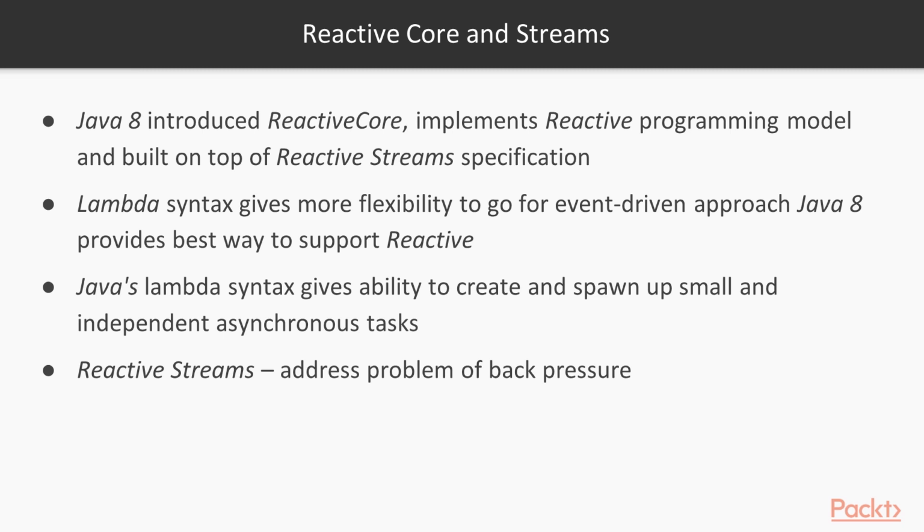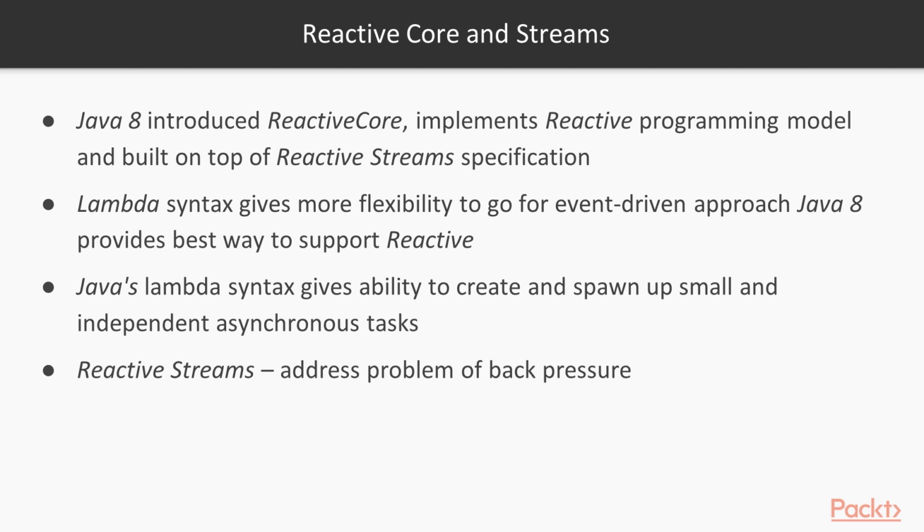Java 8 introduced Reactive Core, which implements the reactive programming model and is built on top of the Reactive Streams specification, a standard for building reactive applications. As the Lambda syntax gives more flexibility to go for the event-driven approach, Java 8 provides the best way to support reactive. Also, Java's Lambda syntax gives us the ability to create and spawn up small and independent asynchronous tasks.